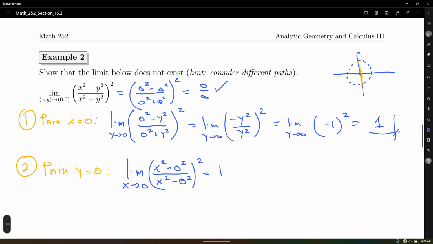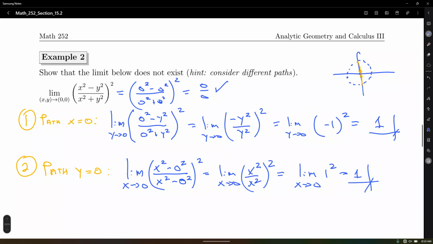So that's going to leave us with the limit of x squared over x squared, quantity squared, as x approaches 0. All right, so what is this? The limit of another 1 squared as x approaches 0, and that equals 1. Okay, so at this point, you might argue, well, for this path we're getting the same results, right?